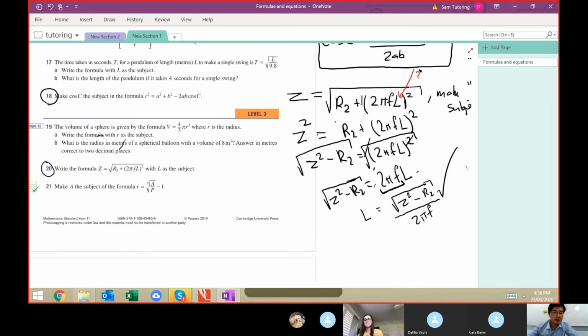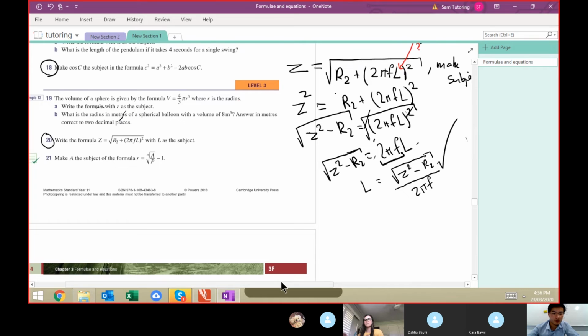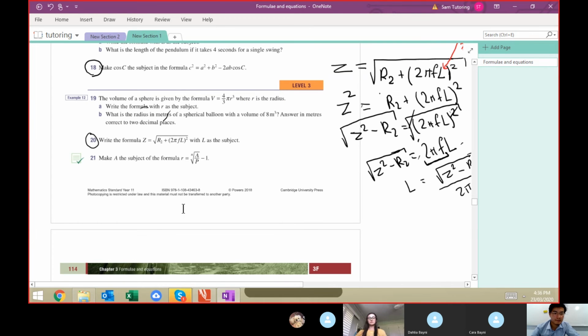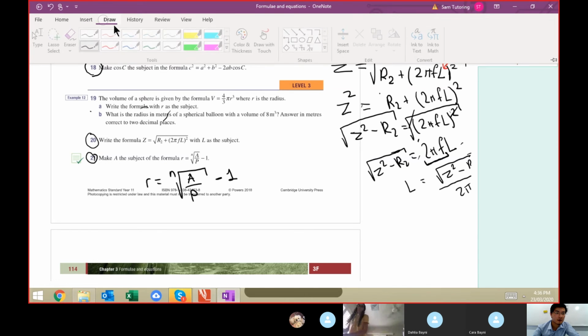Okay, let's do question 21, and then once we do question 21, we can move on to BAC. Question 21 is right here. What letter do we have to make the subject? Letter A. Okay, so we have the equation: r is equal to n-th root of capital A over P, minus 1. So we have to get letter A. What's the first thing we should do?